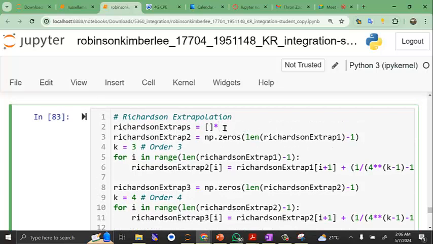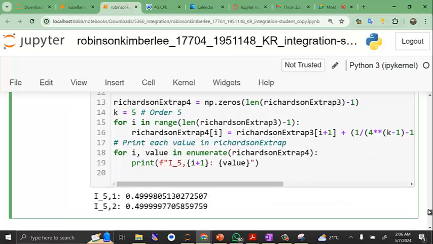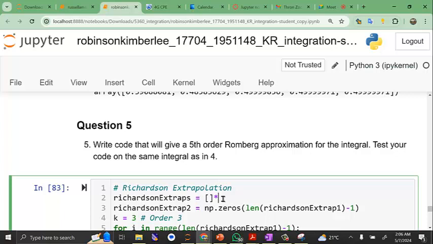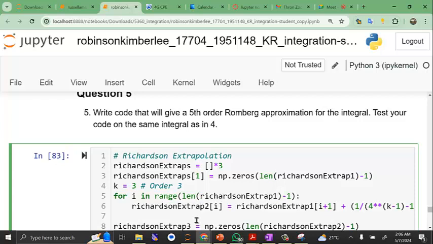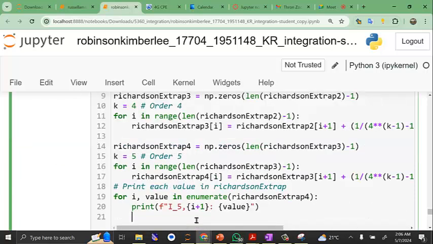So we have this here. So how many do we have? 2, 3, and 4. So it'd probably be better to do this. This is times 3. Okay. So then here I could just say Richardson extracts 1. And then here this would be Richardson extracts 1 I, like that. And then here again you would not need this loop. You could just do this as a single.